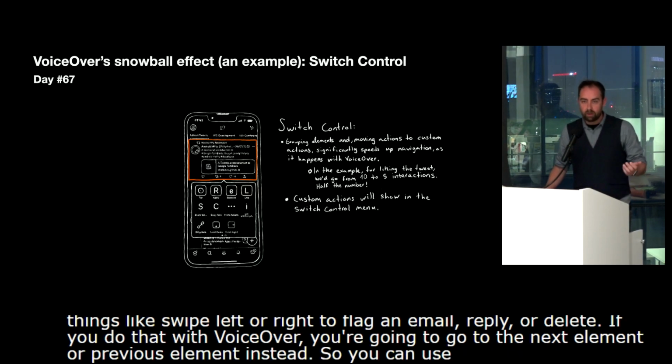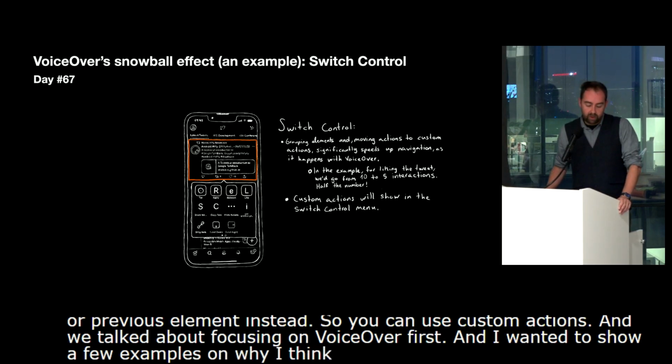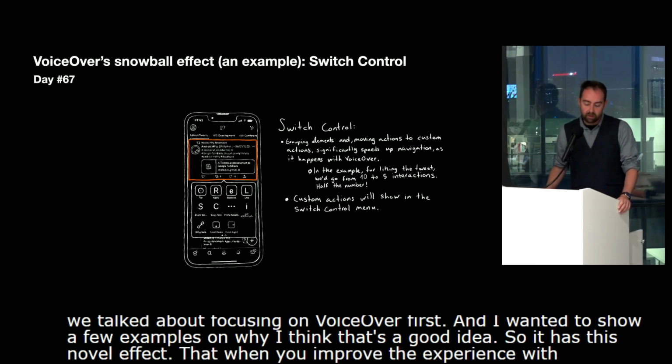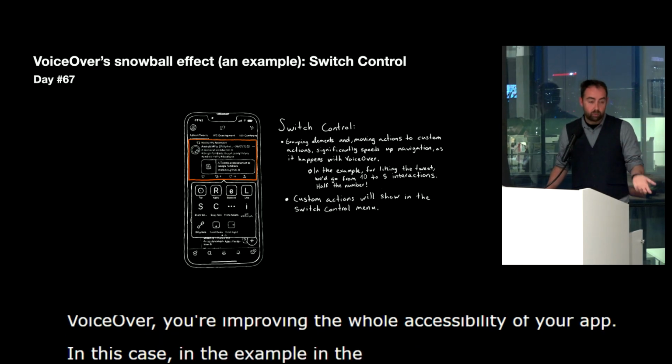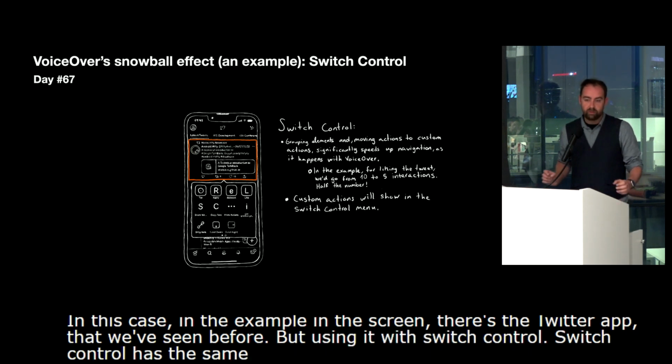And we talked about focusing on VoiceOver first. I wanted to show a few examples on why I think that is a good idea. It has this snowball effect: when you improve the experience with VoiceOver, you're improving the whole accessibility of your app. In the example on the screen, there's the Twitter app that we've seen before, but using it with Switch Control. Switch Control has the same issue if you don't group things in a logical way.